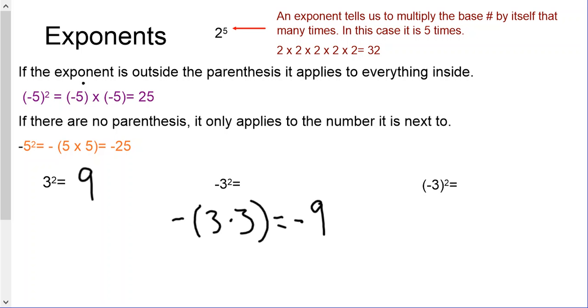Alright, and here we got negative 3, in parentheses, squared, and the exponent is outside the parentheses, so it applies to everything inside. So we have negative 3 times negative 3, and that is equal to a positive 9, because we have a negative times a negative, and that will always equal positive.